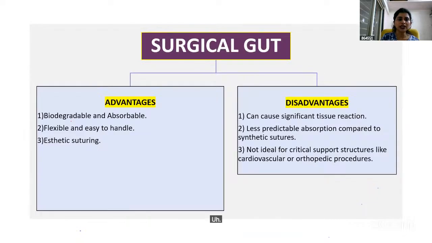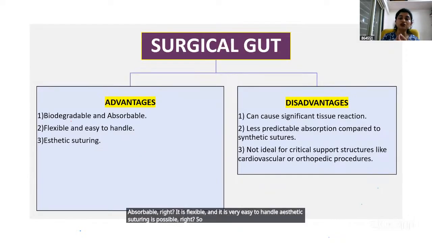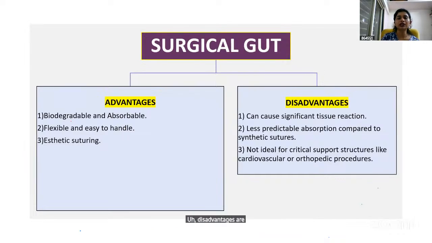Advantages: it is biodegradable, because it is absorbable. It is flexible and very easy to handle. Aesthetic suturing is possible, so it is also used in most cleft surgeries. Disadvantages: it can cause significant tissue reaction. It is notorious for causing tissue reactions.